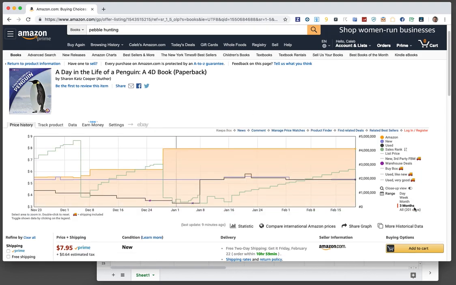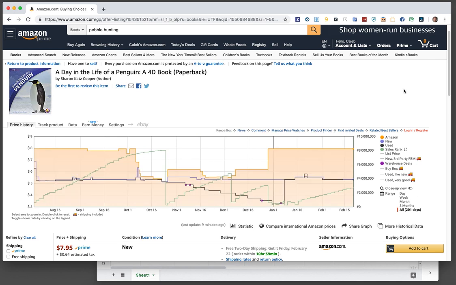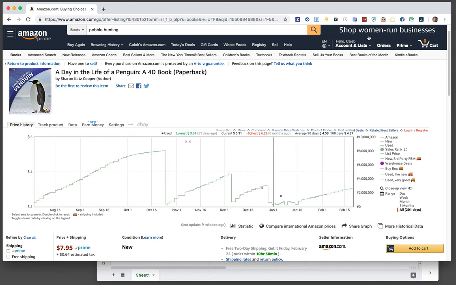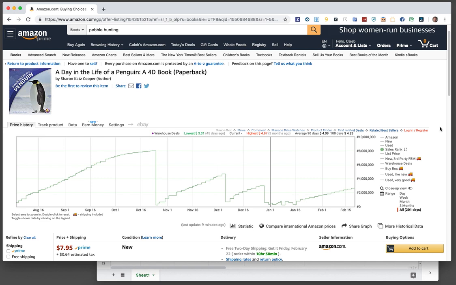Hey, there we go. Okay, so we're going to zoom out to all data and kind of look at that here. And as you can see, this green line is the rank, and that's really all we care about. So let's remove the pricing information and that. So we're just going to look at rank over time.